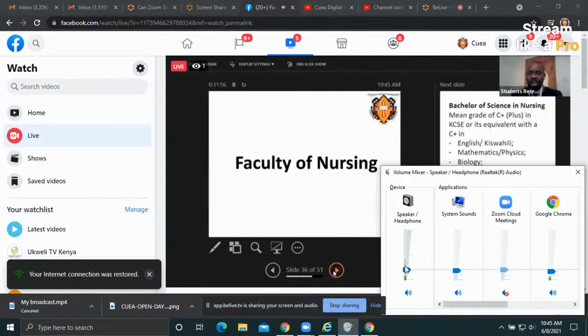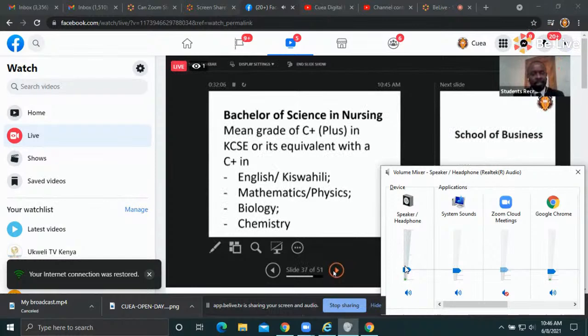We also have another faculty, which we refer to as the Faculty of Nursing. And in the Faculty of Nursing, we have the bachelor's program, that is the Bachelor of Science in Nursing, for those who want to become nurses. You are required to have a minimum of a C plus grade in KCSE or its equivalent.